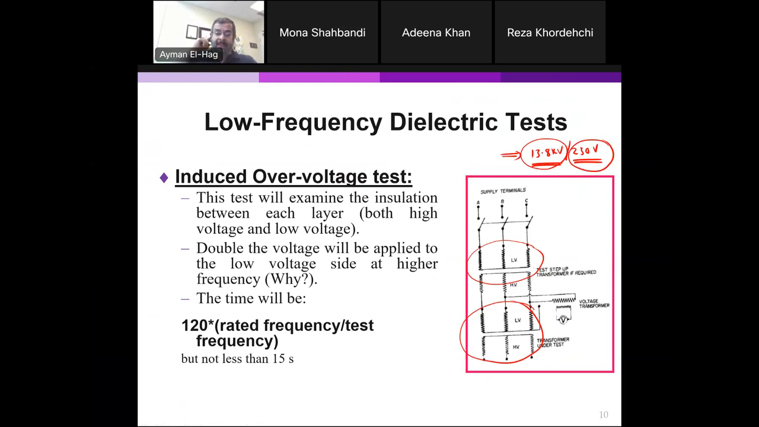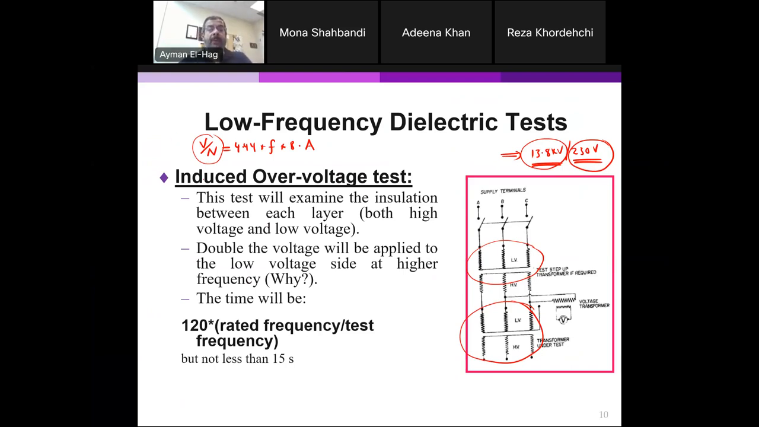Now, for that type of test, what we are basically testing is the turn-to-turn insulation. Between the high voltage turn-to-turn, and between the low voltage turn-to-turn, there is an insulation system. And the voltage per turn, either in the low voltage or in the high voltage side, is equal to 4.44 times the frequency times the flux density times the cross-section area of the core. So that voltage per turn, I am actually testing now. Can my transformer handle this voltage per turn?